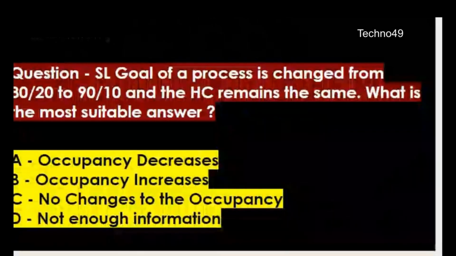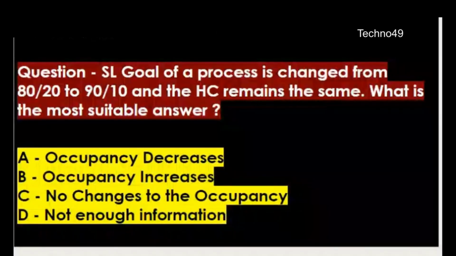Let's go to the next question. The service level goal of a process changed from 80-20 to 90-20 and the headcount remains the same. What is the most suitable answer? Your options are A, occupancy decreases. Option B, occupancy increases. Option C, no changes to the occupancy. Option D, not enough information.